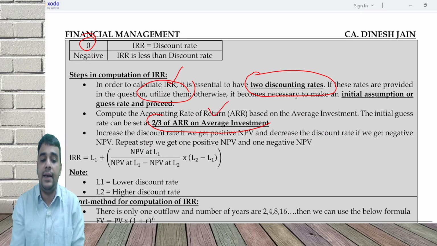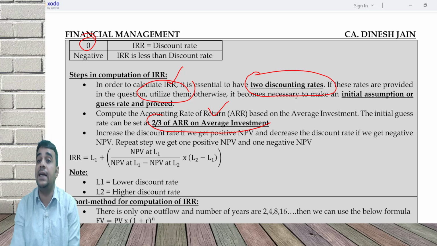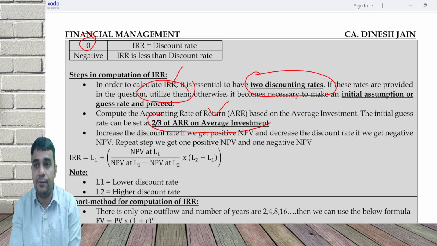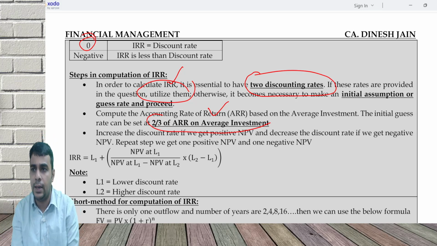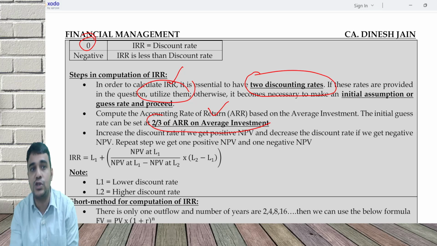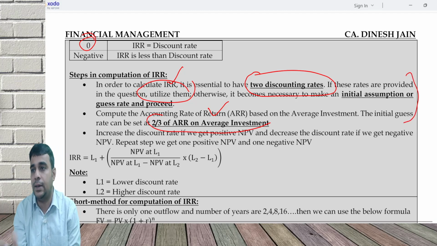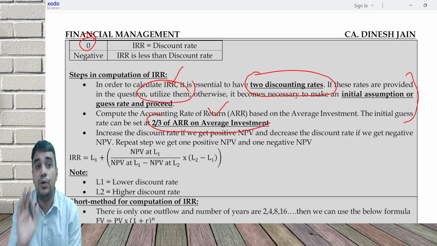Compute the accounting rate of return on the average investment. The initial guess rate can be taken as what? 2 by 3 of ARR on average investment. Will it work in every problem? No, I'm not giving you that confidence that it will work in every problem, but it may work in many questions. Again, I'm repeating, in an exam situation, most of the times ICI gives those two rates, so whatever I'm telling here may not be that relevant. It comes into picture only when I do not give you the rates.